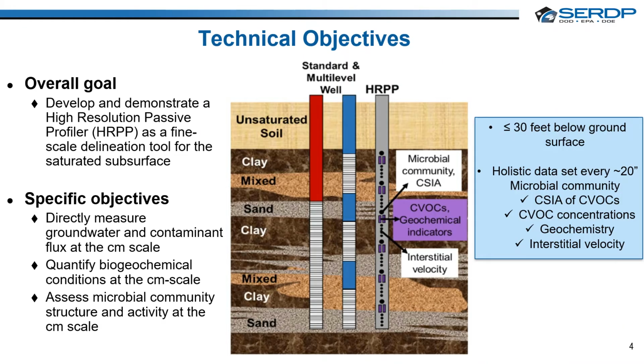Our technical objectives were to be able to directly measure groundwater and contaminant flux at the centimeter scale, to be able to quantify the biogeochemical conditions at the same scale, and to assess microbial community structure and activity at the centimeter scale. We also wanted to do this with a direct drive device that was reasonably simple to use, didn't need specialized training, and could be driven to at least 30 feet below ground surface.